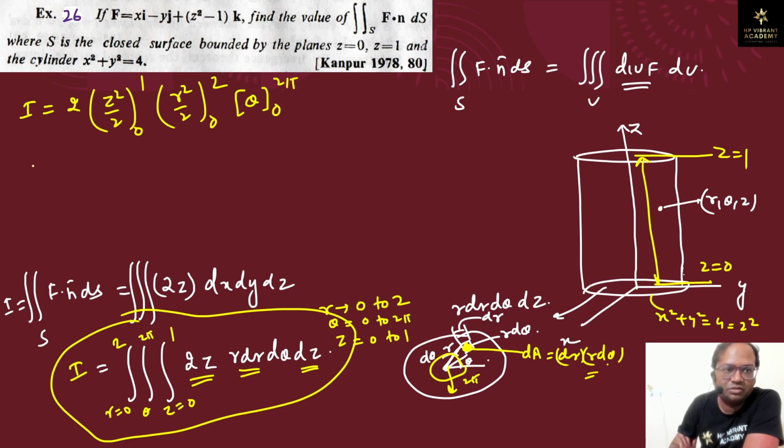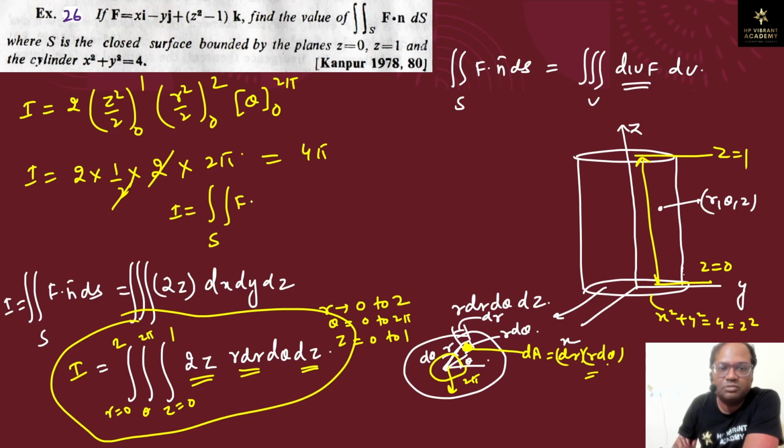So I is equal to 2 times 1 upon 2 into 2 square upon 2. This is 2 square upon 2, which means 2 into 2 pi. This gets cancelled, so this is equal to 4 pi. So the value of integral I, that is the surface integral of f dot n cap ds, is equal to 4 pi.